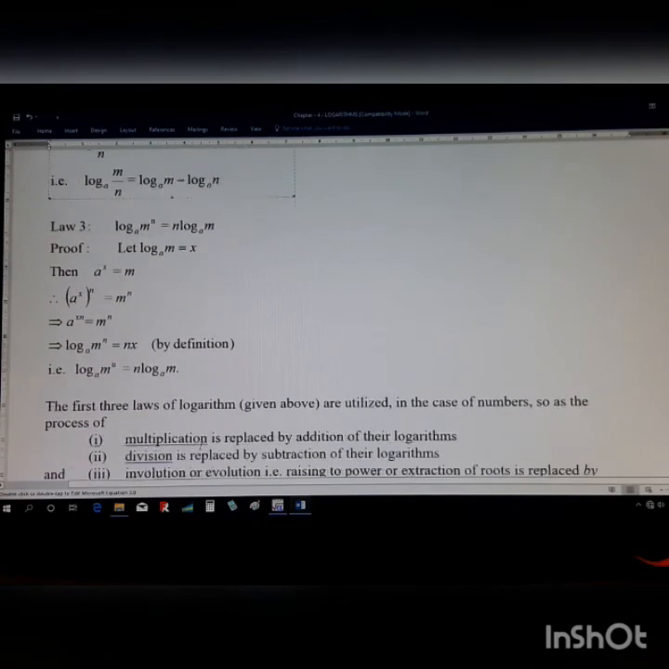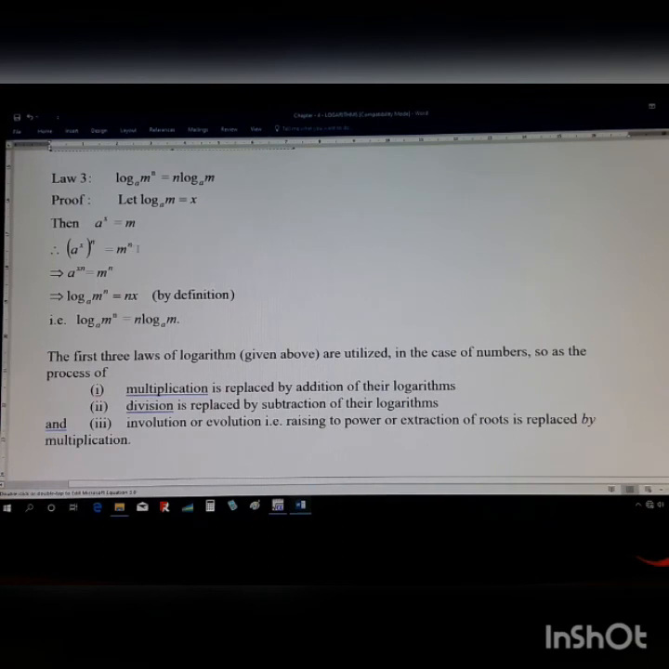Now let's move to the third one. Log of m to the power n of base a is nothing but this n. This n will be coming in front here. That means log of m to the power n of base a is nothing but n times log of m to the base a.